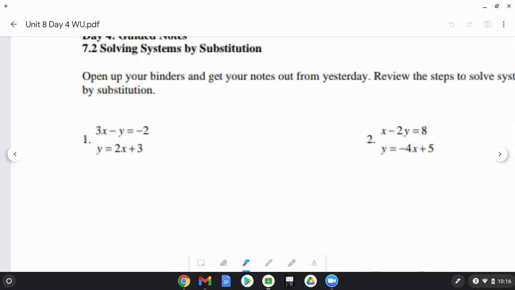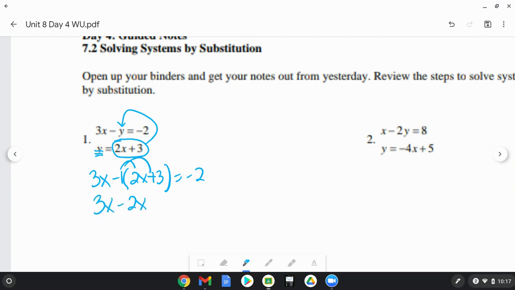Number 1, we look to see which of the two equations has a y equals or x equals, and I see the bottom has a y equals, so that's what I circle. And I'm going to plug it in for y up above since it says y equals. So now if we rewrite this, it'd be 3x minus, and instead of writing a y, we write my 2x plus 3 in parentheses. I distribute this negative 1 that's in front into the parentheses, so now I get 3x minus 2x minus 3 equals negative 2.